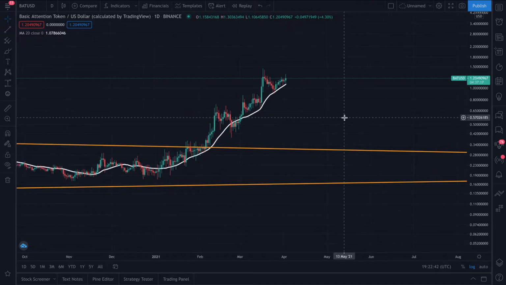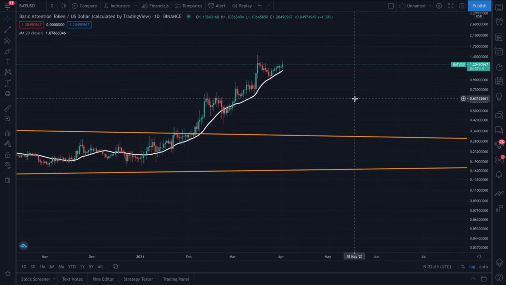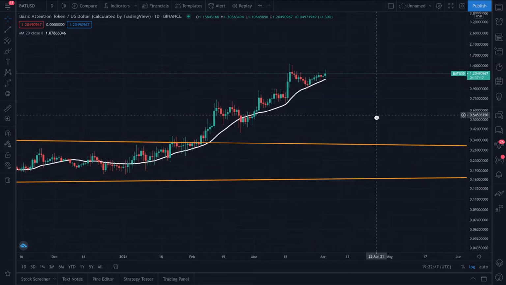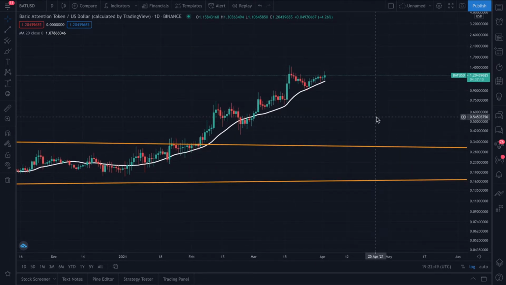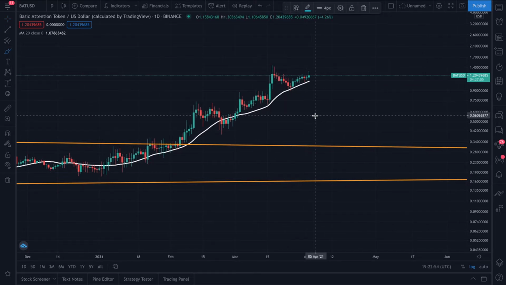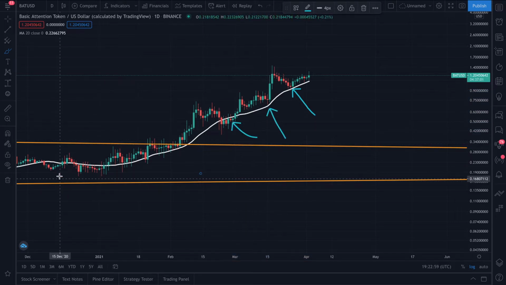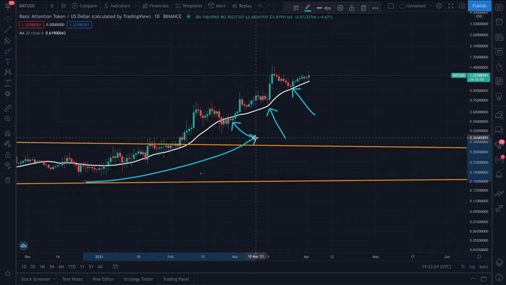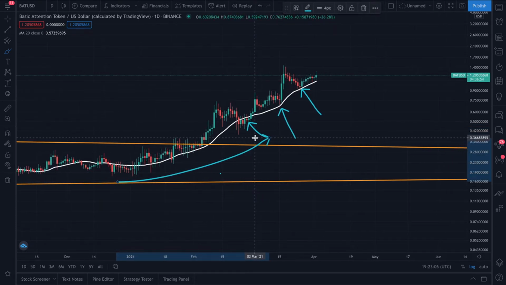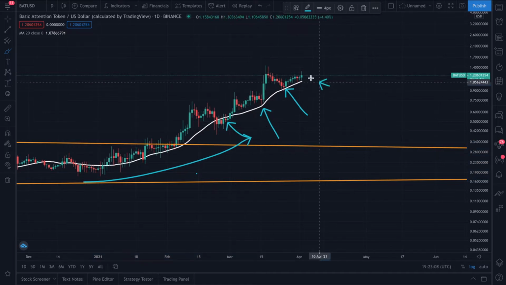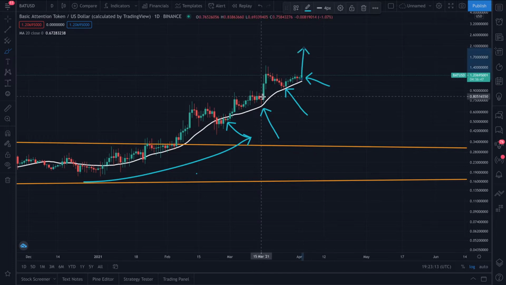In recent memory, when we look at basic attention token, it seems that it really likes, in this case with the US dollar, the 20-day moving average. We've been riding it for quite some time, and you can even see this run here is basically just riding the 20-day moving average up. So it's quite interesting, its relationship with the 20-day moving average, and here we are once again. We bounced off of that, and hopefully we see another run like we saw here in the middle of March.